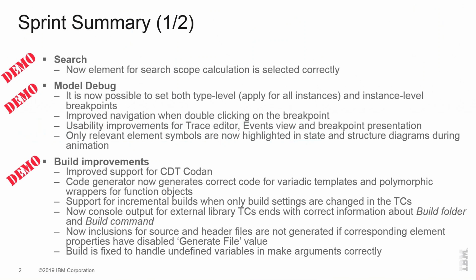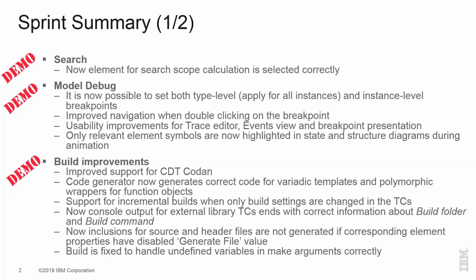So in the sprint 2018.11, we've been working on our main areas. One of them is the search, and we implemented improvements for search scope calculation dependent on the selected elements. Also, we were working in the module debug area.